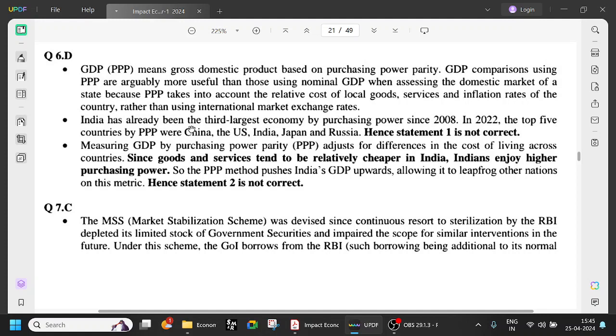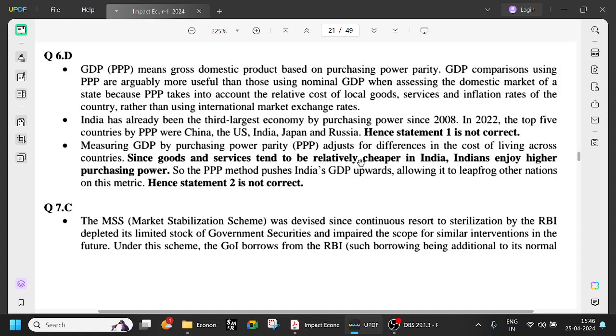So India has already been the third largest economy by purchasing power since 2008. If you look at the purchasing power, we are already the third largest economy. In 2022, the top five countries by PPP are China, US, India, Japan, Russia. Measuring GDP by purchasing power parity adjusts for differences in cost of living across countries. So cost of living is considered in purchasing power parity, which is very important actually.